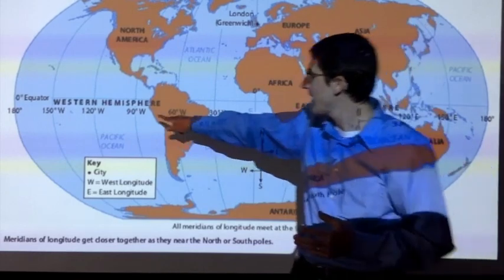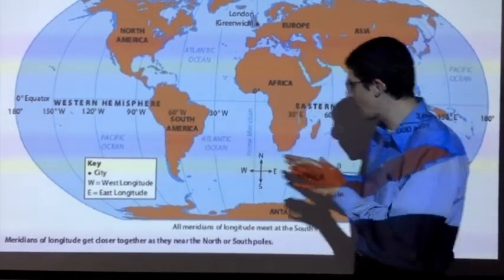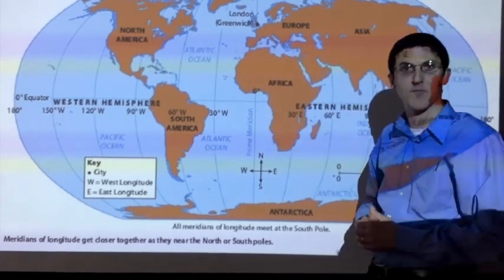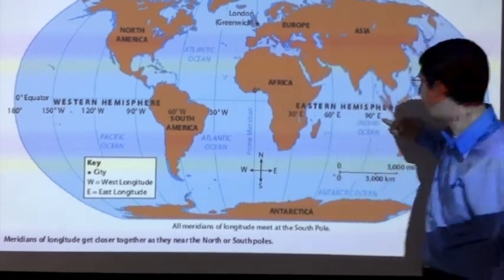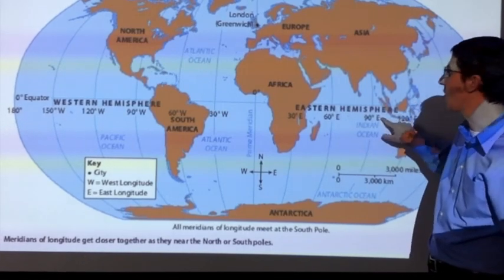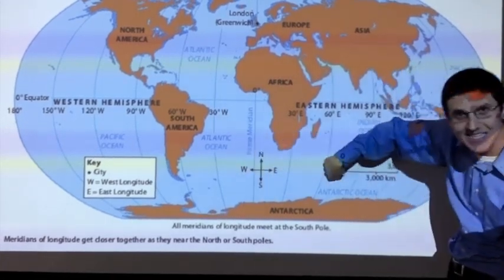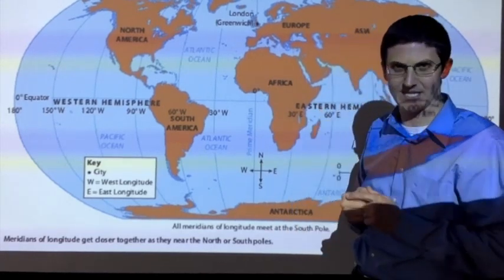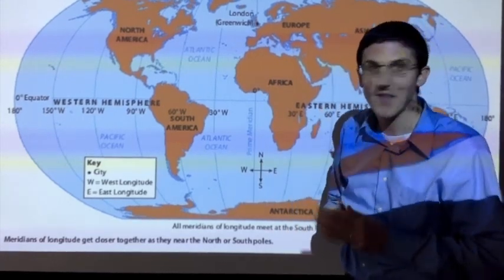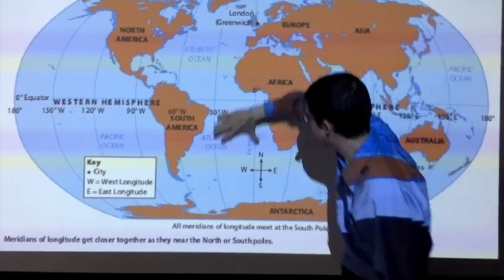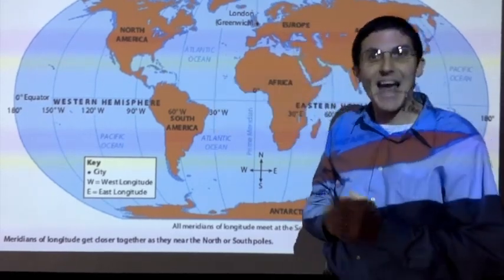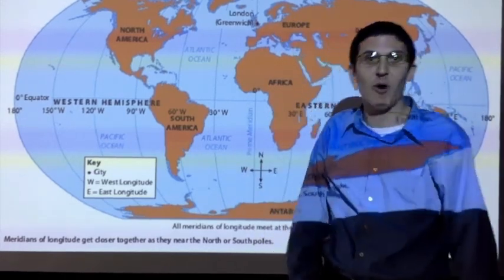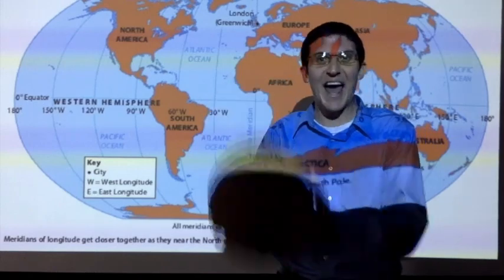If you are 90 degrees west, that means you're 90 degrees to the west of the prime meridian. Likewise, if you are 90 degrees east, you are 90 degrees to the east of the prime meridian. Also notice that these lines are not parallel. They don't stay the same distance apart. They actually meet at two places, the North and the South Pole. That's because the world is not flat.